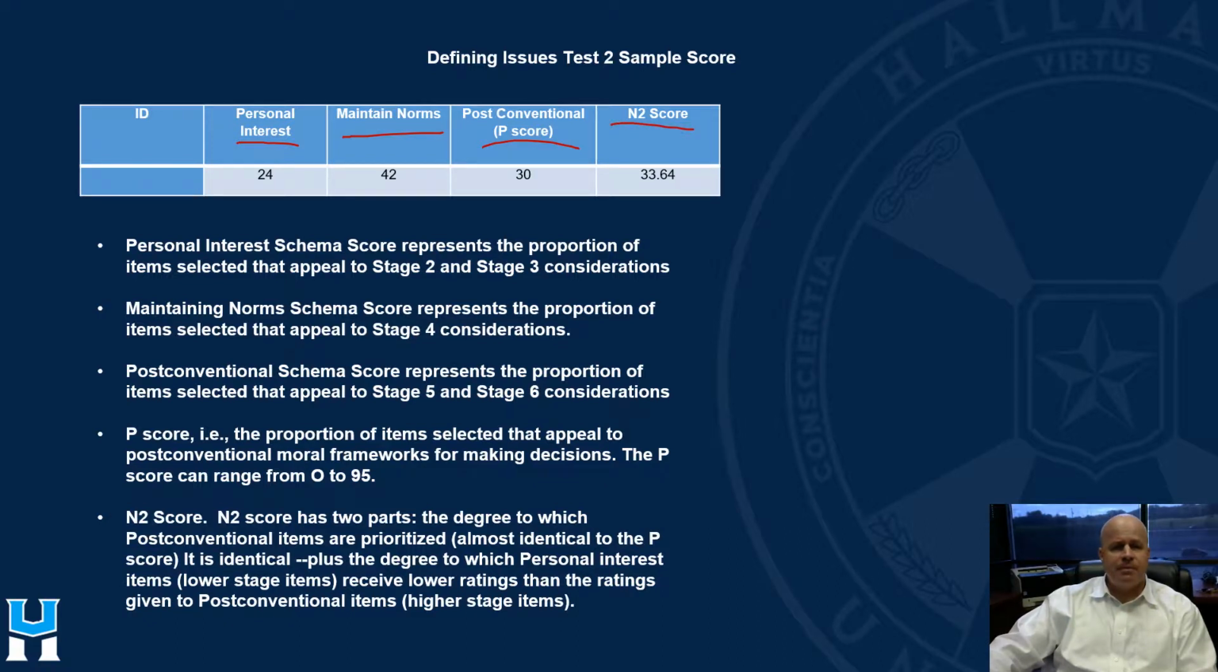The N2 score is a modified P-score, and the N2 score takes into account that lower stage items are counted lower in this one, and higher stage items are counted a little higher. So that's why you see a difference in this one and this one. The N2 score came along in the Defining Issues Test 2, which you took, as a further modification of these P-scores, which were the original score. And the researchers feel that this is a little more valid score when assessing moral judgment, which is what the Defining Issues test measures. So this individual here obviously prefers this schema, maintaining norms, when faced with moral dilemmas.